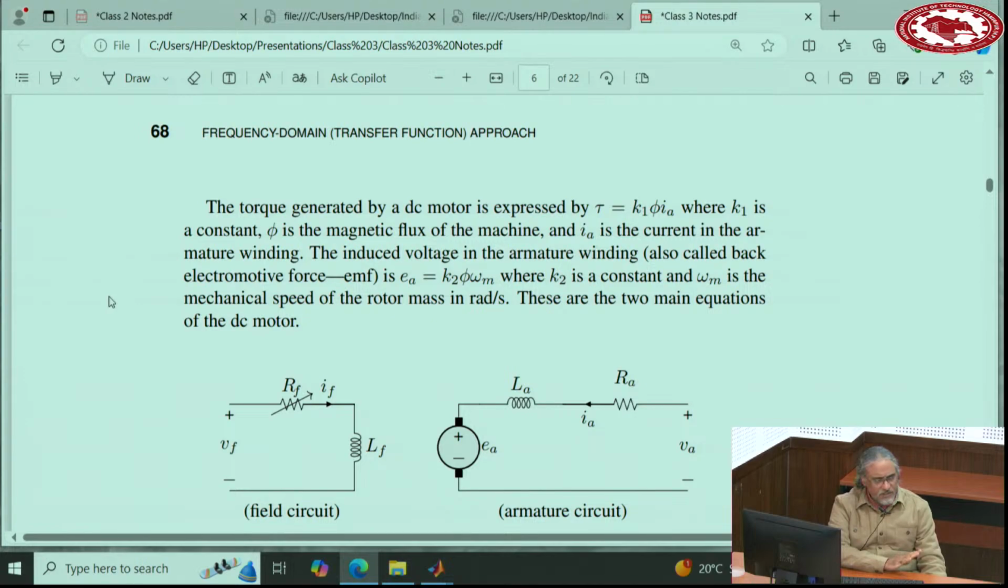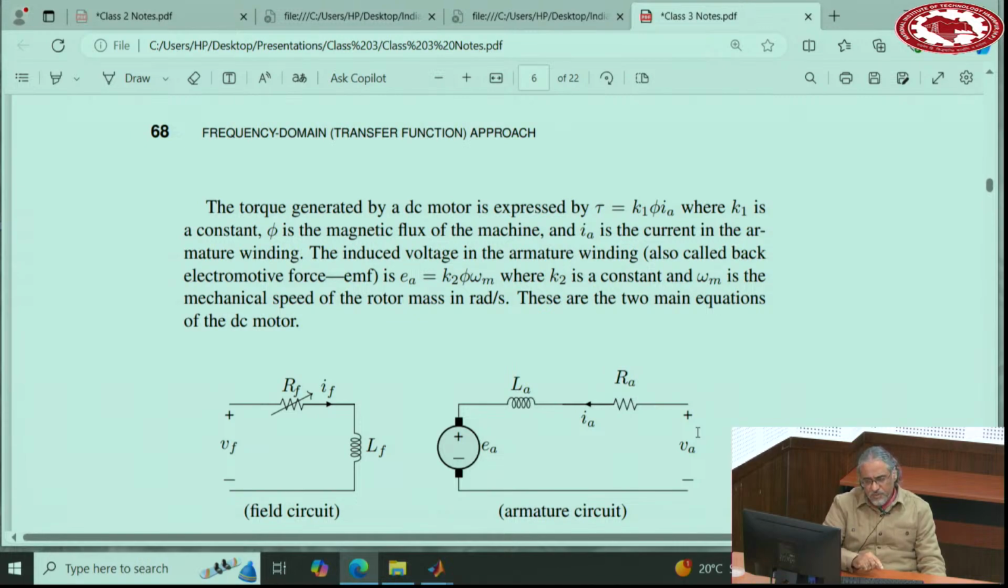But this is an equivalent circuit for a DC machine. A DC machine has a field circuit and an armature circuit. The field circuit generates a magnetic field, it's a winding basically. The armature is again a winding that is wound around the rotor and it can spin. The field winding is on the stator, it cannot spin. When you apply voltage to the field winding, there will be a magnetic field there. Then when we apply another voltage to the armature winding, the machine starts rotating.